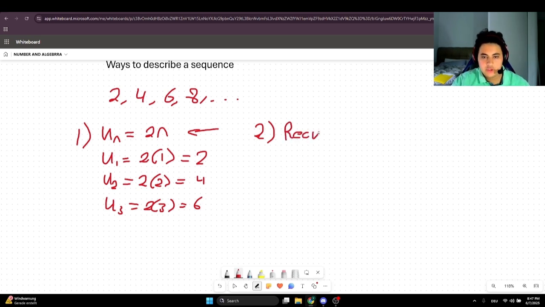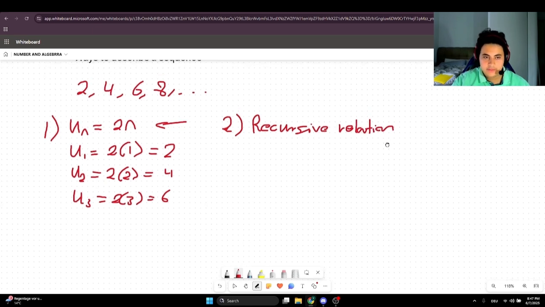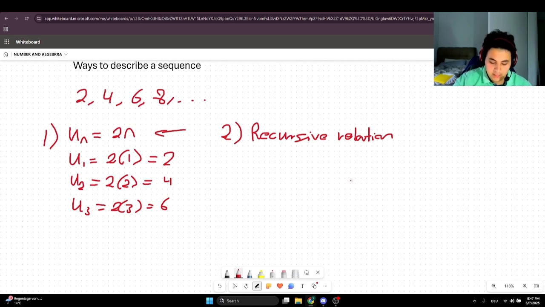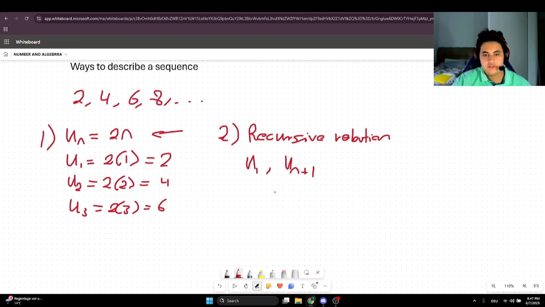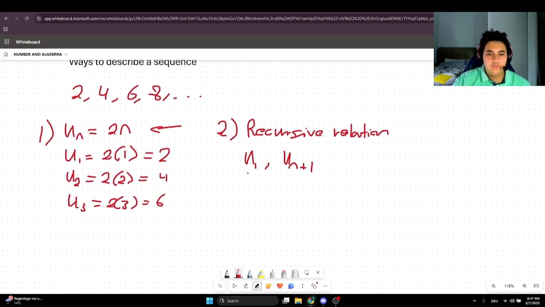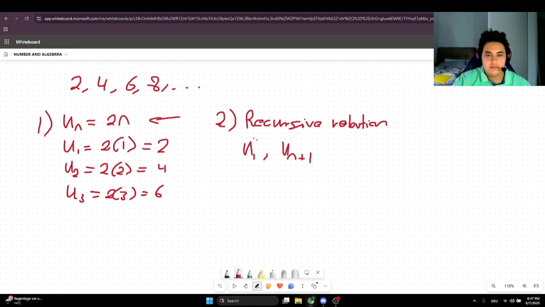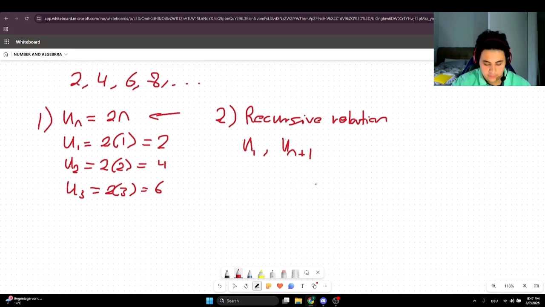So recursive relation. Okay, so the recursive relation uses two things. It uses u1, your first term, and it uses un plus 1. You need to have u1 in order for the recursive relation to work, okay?